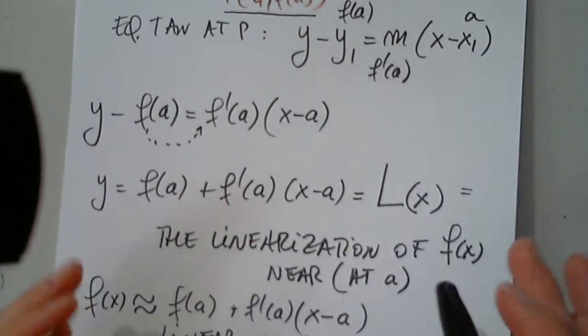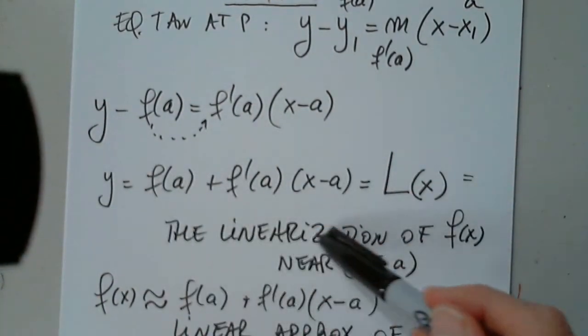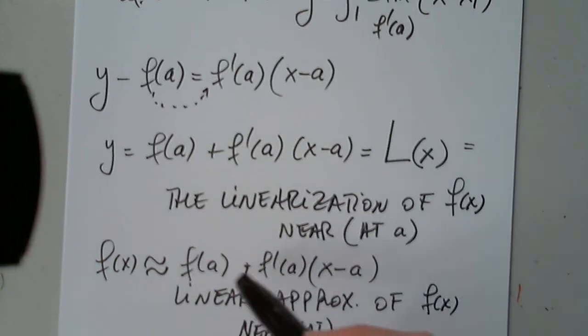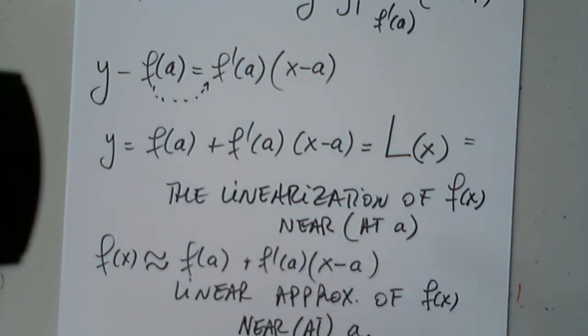So two concepts, they are basically identical. One is called the linearization, and this one is the linear approximation of the function near or at A. Okay, so now let's practice this idea. These are the easy problems at the top. But I wanted to talk about the differentials first.